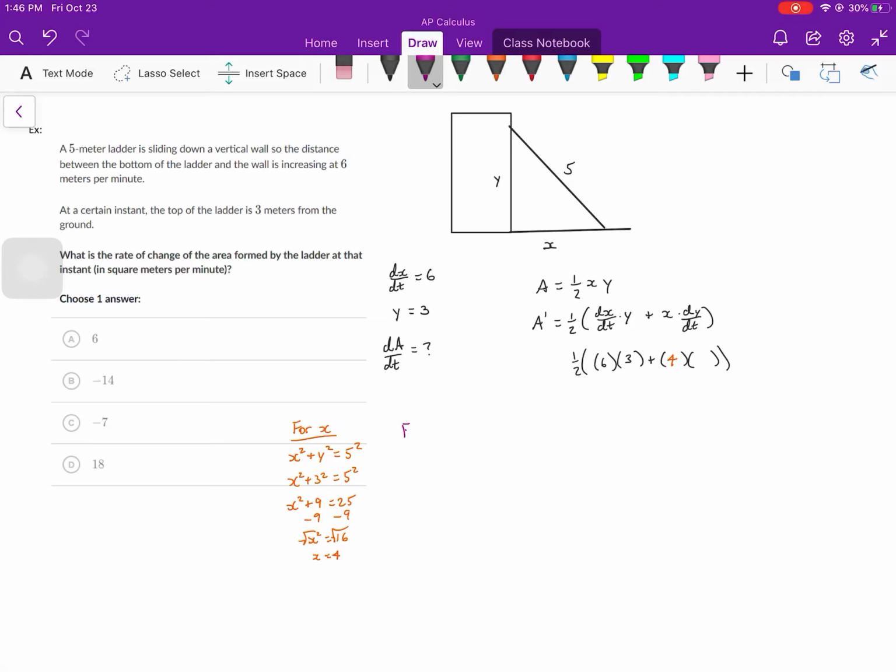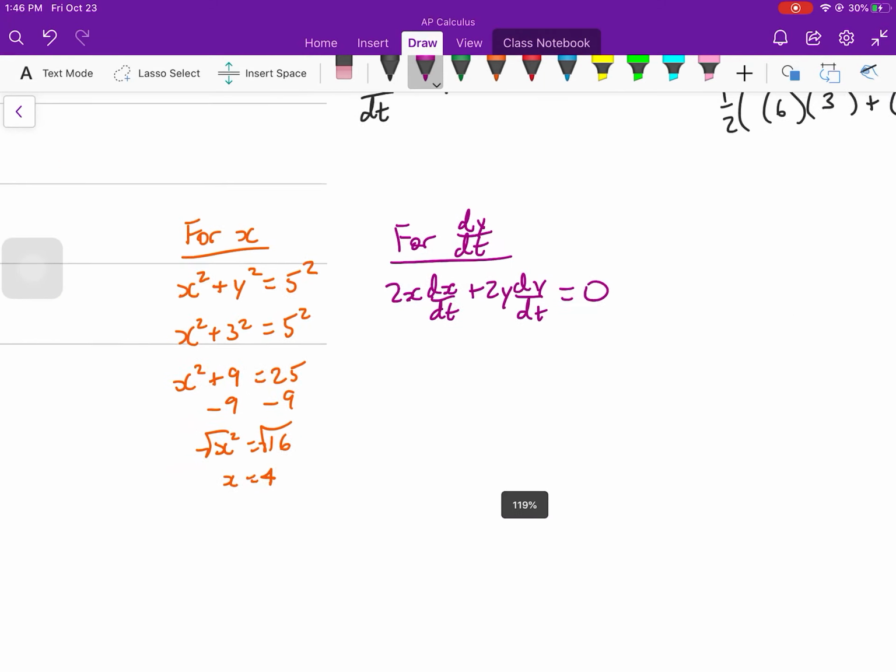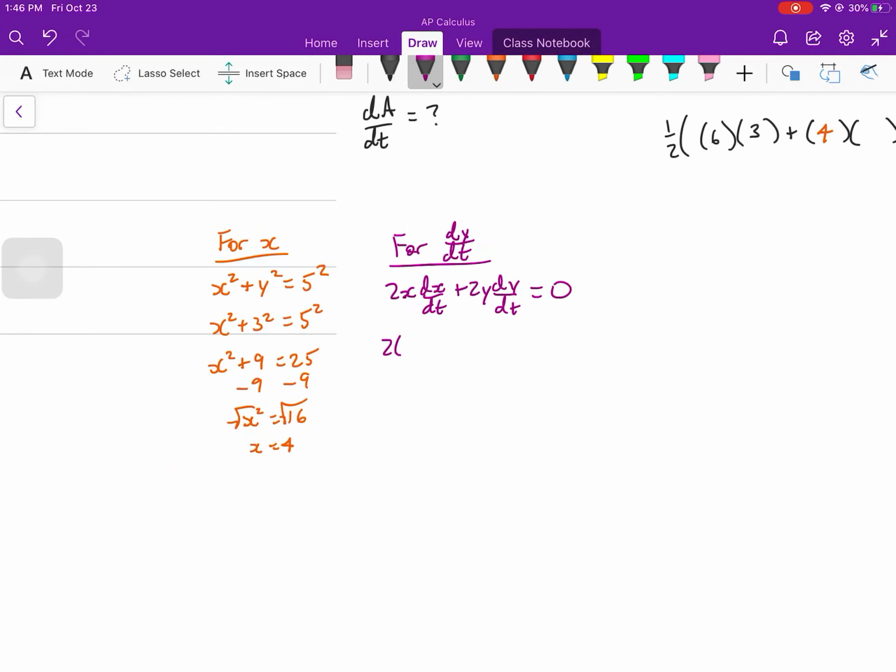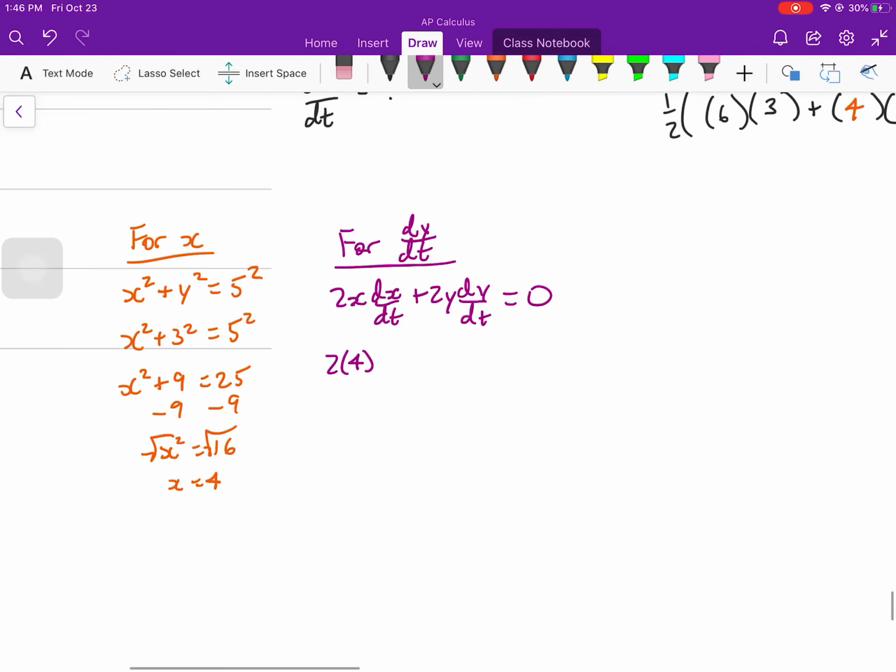And then for dy/dt, we're going to use that same formula. We're just going to take the derivative. So that'll be 2x dx/dt plus 2y dy/dt equals 0. Derivative of 5 squared is 0. And we found x was 4. That's good. dx/dt was given at 6. Plus 2 times y, which was 3. And dy/dt is what we're looking for.